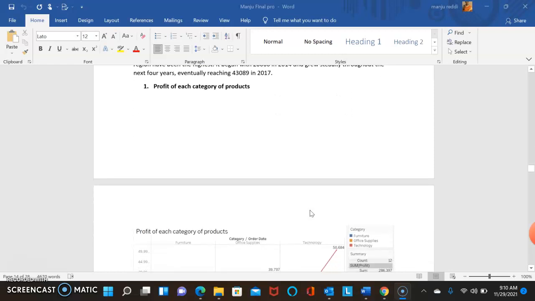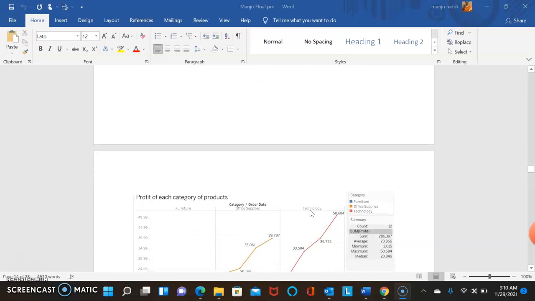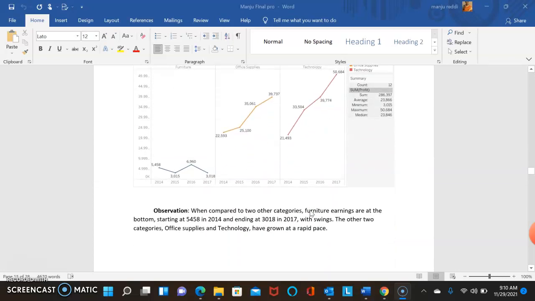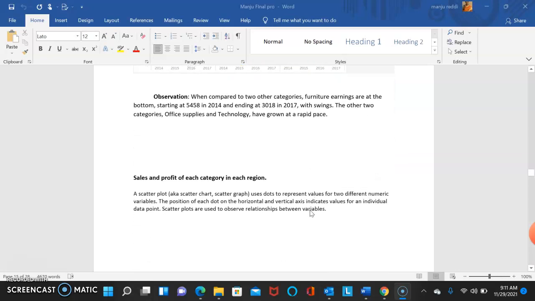Profit of each category of products when compared to the other two categories. Furniture earnings are at the bottom, starting at 5,048 in 2015, ending at 30,118 in 2017, with swings. The other two categories, office supplies and technologies, have grown at a rapid pace.